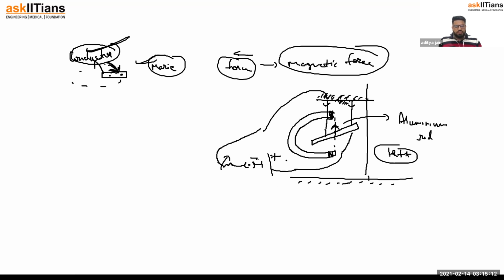So this was the polarity reversed. When the polarity was reversed, it was observed that now the deflection on the rod was towards the right. Okay, so this was the first observation.